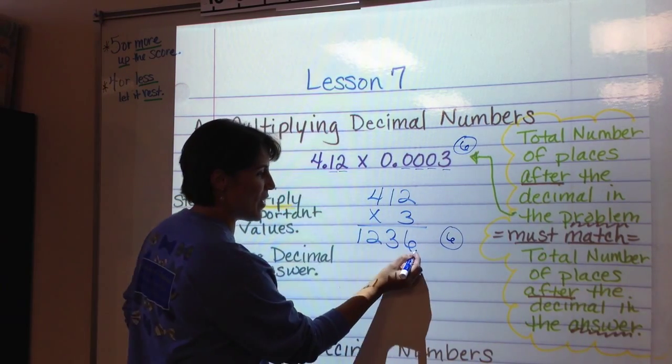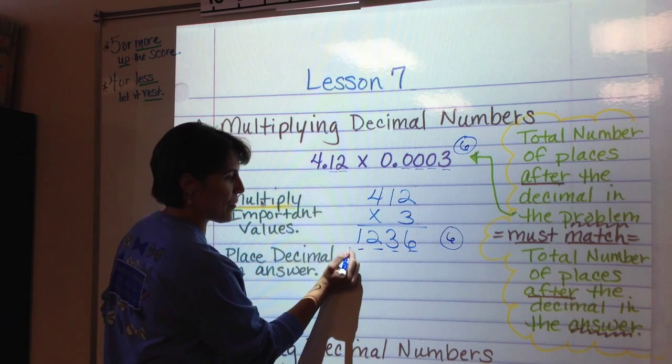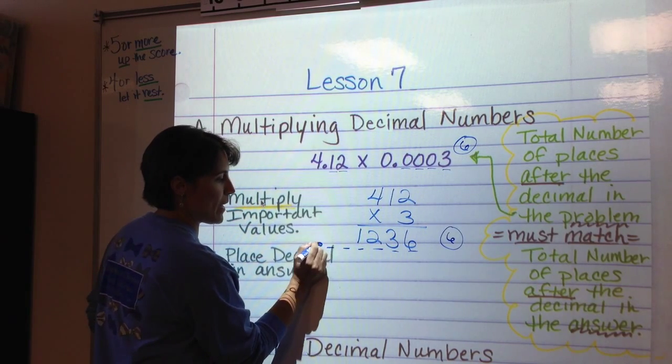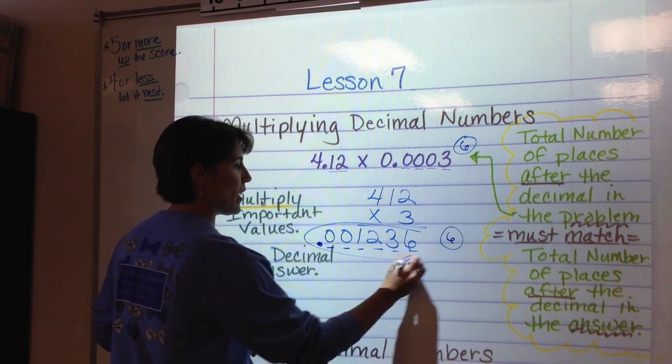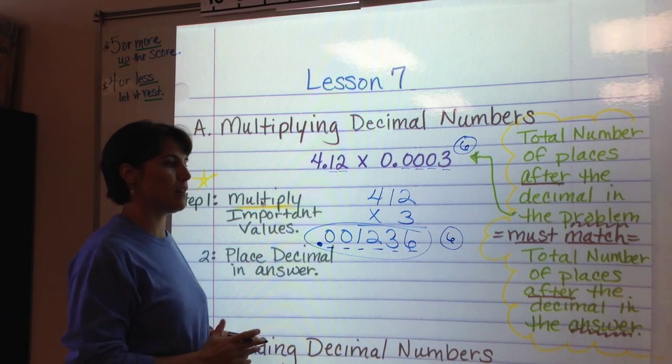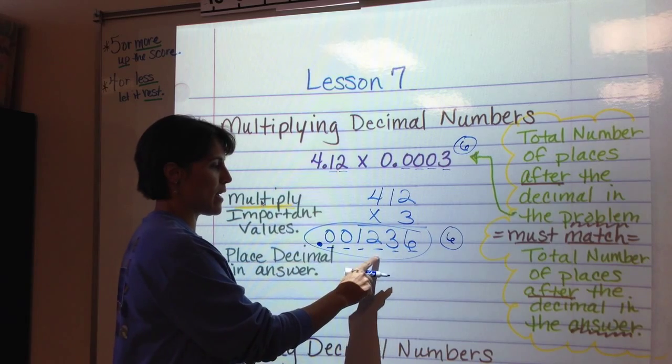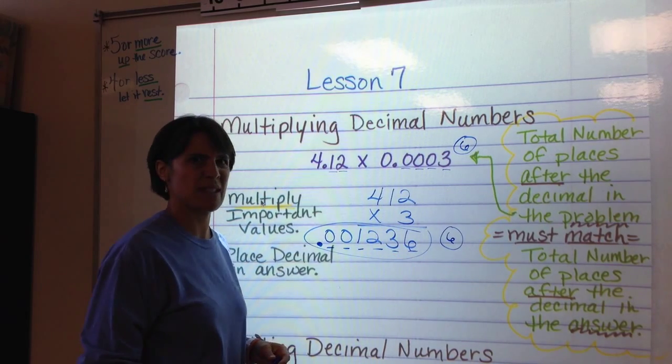All right, so let's count from the end. 2, 3, 4, 5, 6, so that we're making sure we have all the places, 6 places after the decimal. Final answer, 0.0012, tenths, hundredths, thousandths, ten-thousandths, hundred-thousandths, millionths.